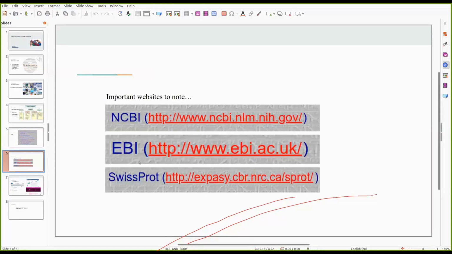So important websites to note are these three. They are not limited to these three, but these ones are very important. NCBI, which you can use for both proteins and small molecules; EBI; and then SwissProt, which is majorly for protein structural alignment.